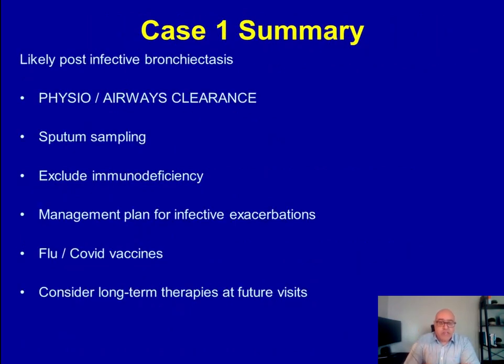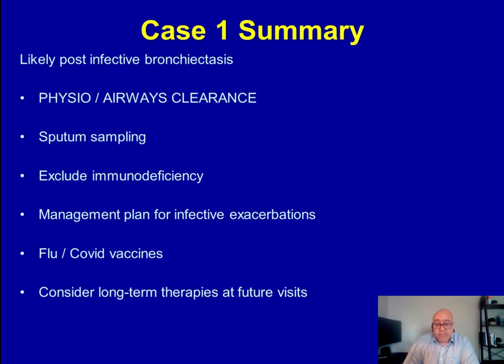The general approach really in terms of patients such as this case one who seems to have a post-infective cause for bronchiectasis, first thing really is to establish proper physio and airways clearance. Clearly we want sputum sampling, we want to exclude any underlying immunodeficiency or any other causes of bronchiectasis that we think may be lurking. And clearly the patient needs to have some sort of self-management plan for infective exacerbations, supportive mechanisms such as flu and COVID vaccines, and then of course in due course we may consider long-term therapy such as daily antibiotic prophylaxis if there's a high infection frequency.